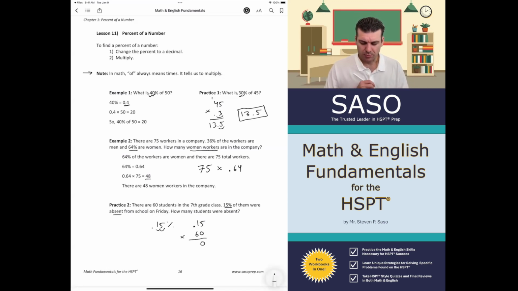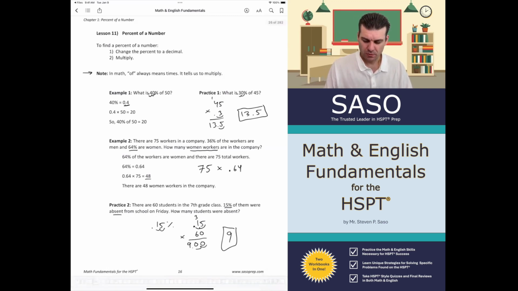So I put the 0 there as my placeholder and we just multiply out the 6 and then move our decimal. So 6 times 5 is 30, carry the 3. 6 times 1 is 6, plus 3 is 9. Move over our 2 places there. And 9 students were absent. That's 15% of 60, right?